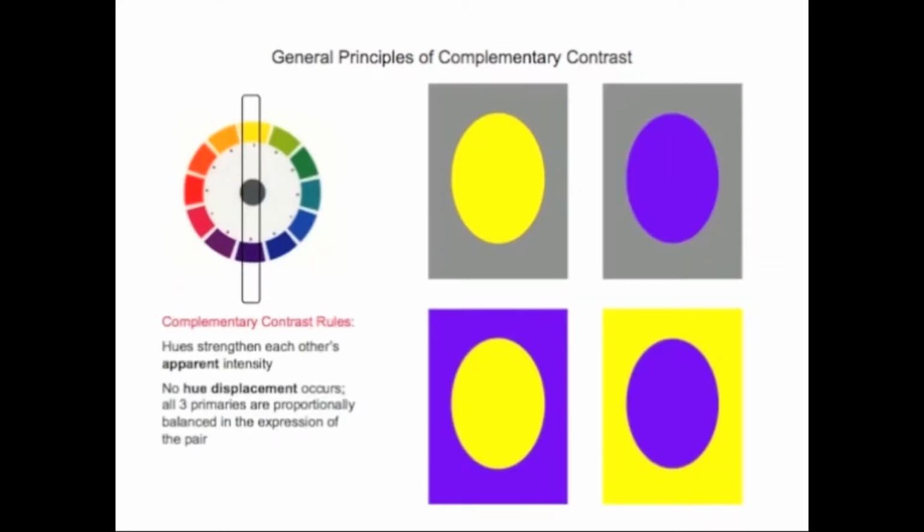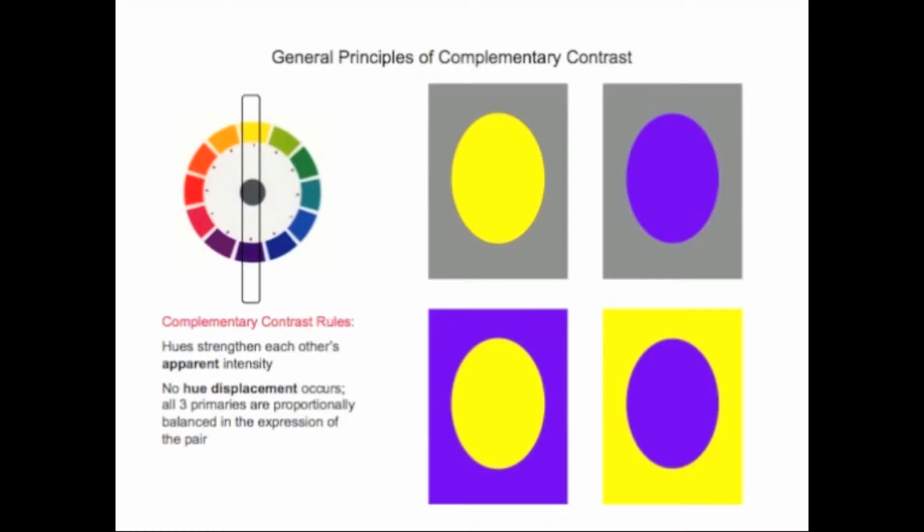With complementary contrast, the hues juxtaposed will strengthen each other's apparent intensity. Remember back to saturation? Saturation was the physical state. Intensity is the visual result. There's a difference between the two because you can change the intensity without affecting the saturation via complementary contrast or simultaneous contrast. So we can actually make a color appear, that's the apparent part, more intense or less intense by what we put around it.